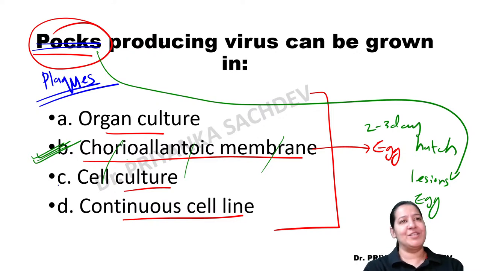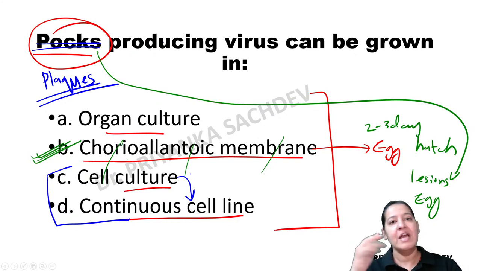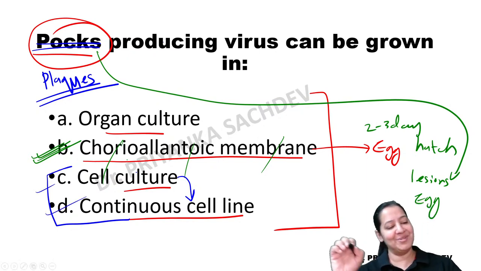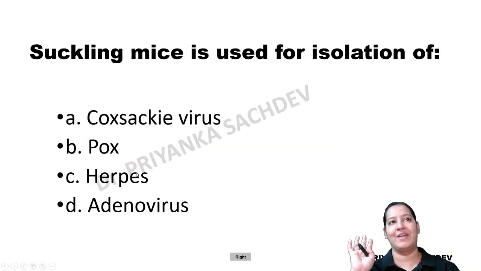Okay, two options can be correct. Plaque may be seen in cell culture and continuous cell culture. Actually, continuous cell culture is a type of cell culture only. There are three types of cell culture: primary, diploid and continuous. We can see plaques in all of them. The only difference is their number of cell divisions. In primary it is 5, in diploid it is 50, in continuous it is indefinite. All three are cell cultures, so in all of them the lesions produced are known as plaques. So the correct answer in that case will be C and D. This is how we can beautifully change the question. Yes, you all are right. Very good.